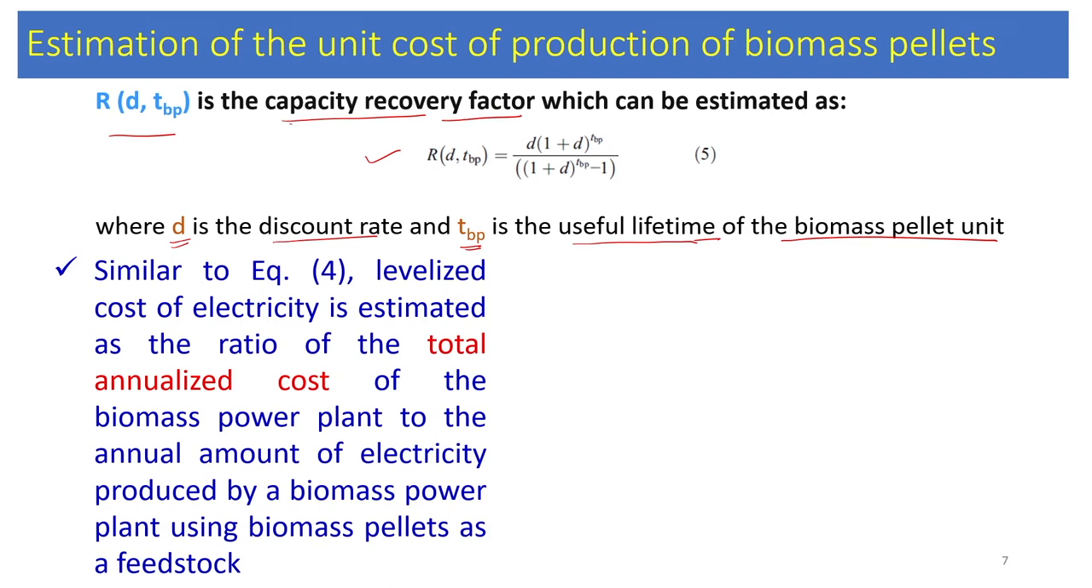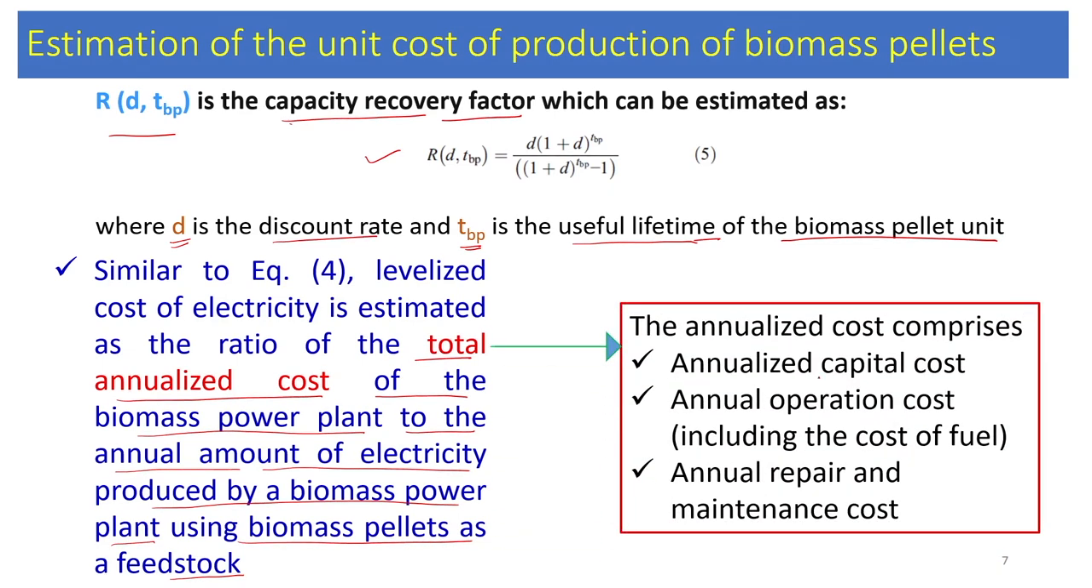Here, similar to the expression we have described in equation 4, levelized cost of electricity is estimated as the ratio of total annualized cost of the biomass power plant to the annual amount of electricity produced by a biomass power plant using biomass pellet as the feedstock. And when you talk about annualized cost, it includes annualized capital cost and annualized operating cost; under the annual operating cost, cost of fuel is also included, then annual repair and maintenance cost also comes under annualized cost parameters.